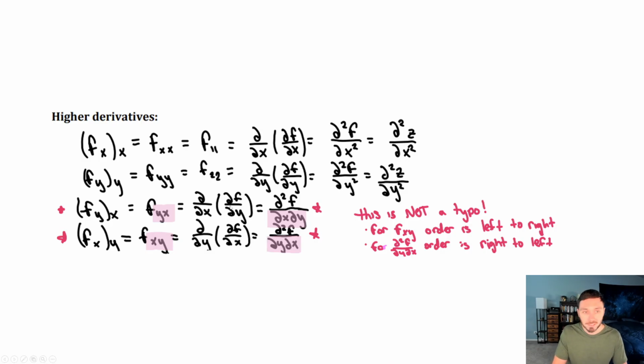Well, with Leibniz notation, the read on that is that you were once dealing with the derivative with respect to y, and then you're taking the derivative with respect to x. So as a result, it's in a flipped order. This is not a typo. For Leibniz notation, the differentiation order goes from right to left, and for Lagrange notation, the differentiation order goes from left to right.